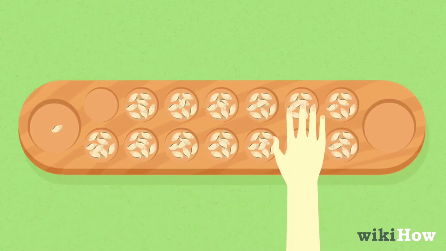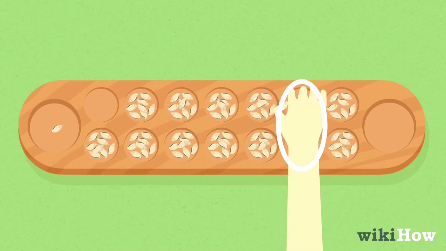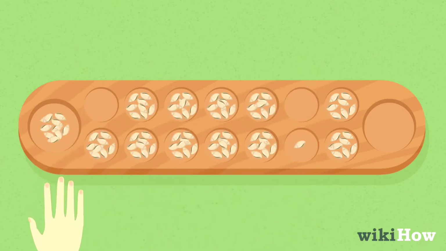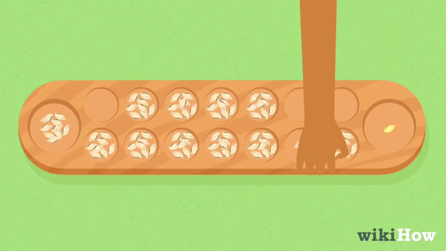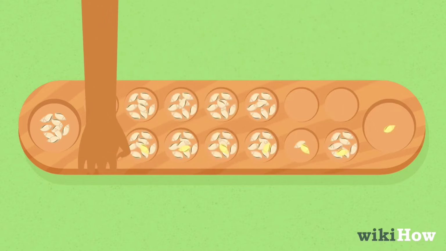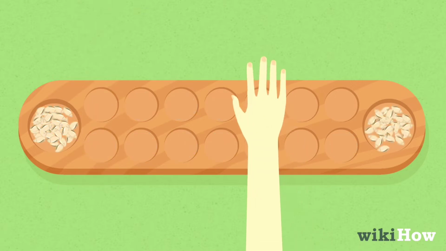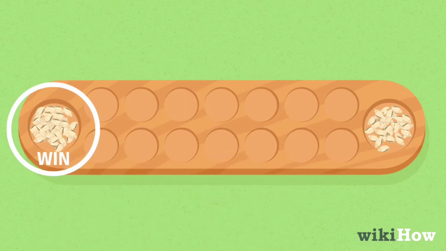If a player drops their last shell in an empty hole on their side, they collect all the shells in the neighboring hole on their opponent's side and put them in their own home. Then their turn is over. If a player drops their last shell in an empty hole on their opponent's side, their turn is also over. The game continues until there are no shells left on any of the holes on the board. The player with the most shells in their home wins.